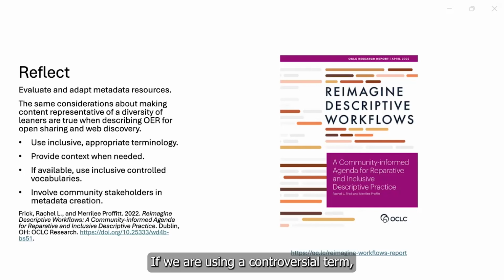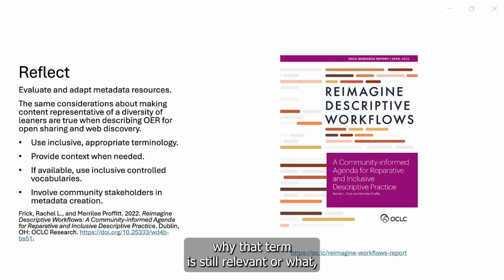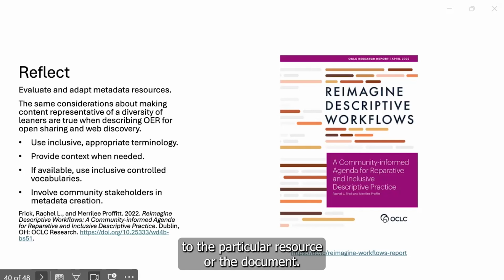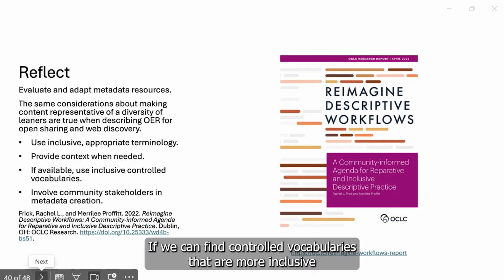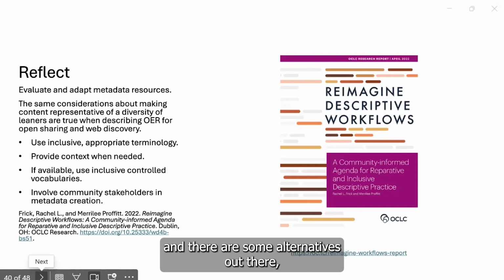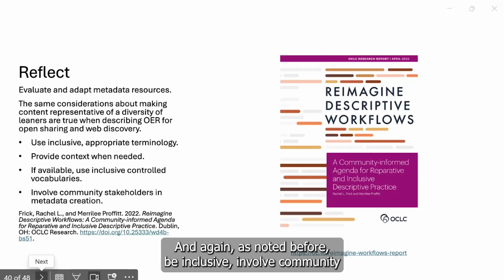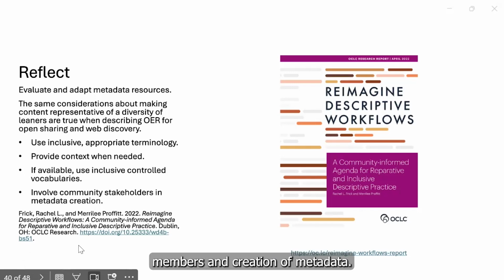If we are using a controversial term, provide context to explain why that term is still relevant or what exactly the controversy is and why it may apply to the particular resource or document. If we can find controlled vocabularies that are more inclusive, and there are some alternatives out there to using Library of Congress subject headings, certainly use that. And again, as noted before, be inclusive, involve community members in the creation of metadata.